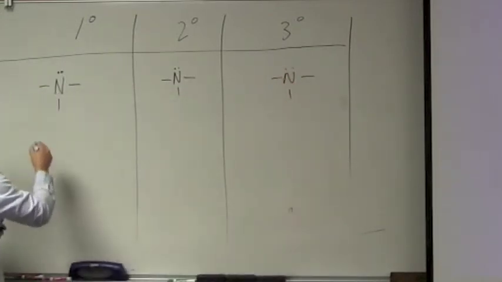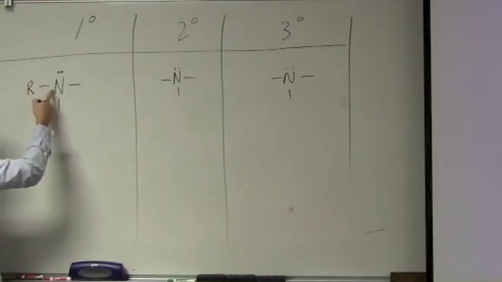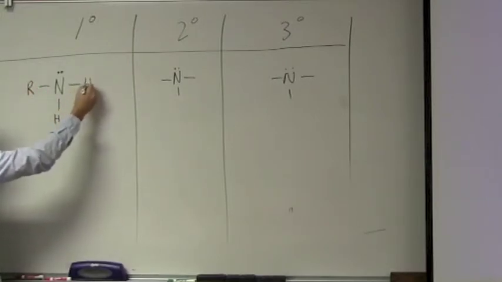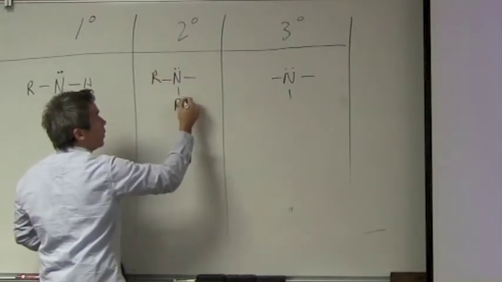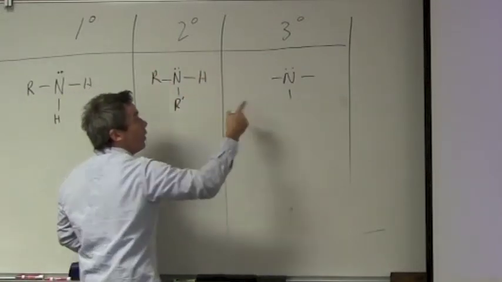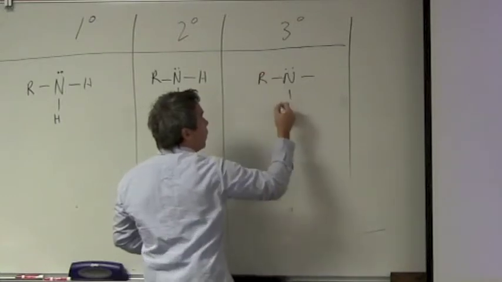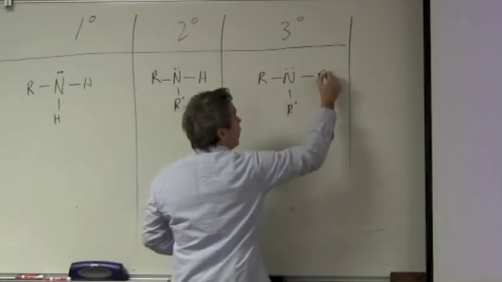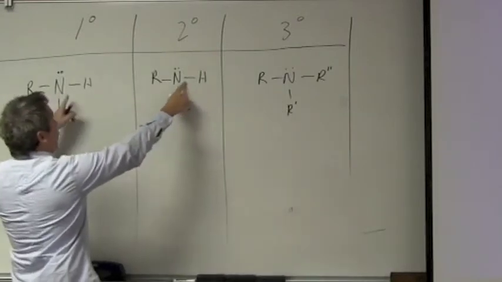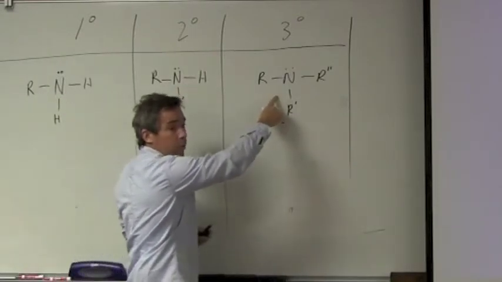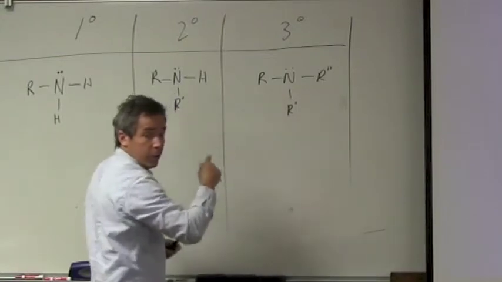A primary amine has 1 organic group bound to the nitrogen and 2 hydrogens. A secondary amine has 2 organic groups bound to the nitrogen and 1 hydrogen. A tertiary amine has 3 organic groups bound to the nitrogen. And remember, because this one does not have an NH bond like these do, this one is unable to form hydrogen bonds with other tertiary amines.